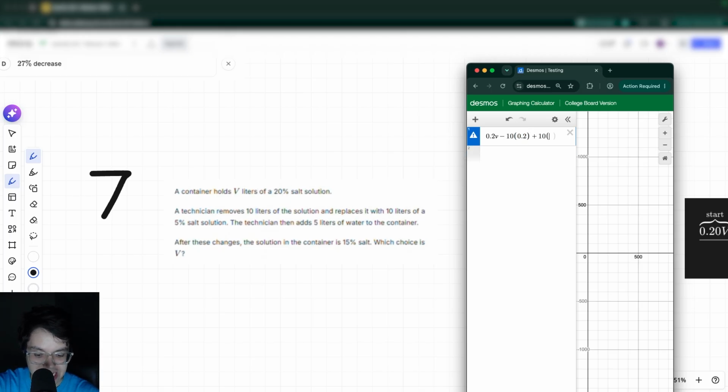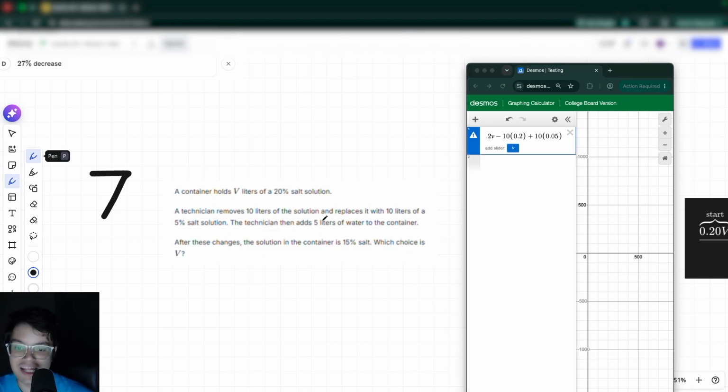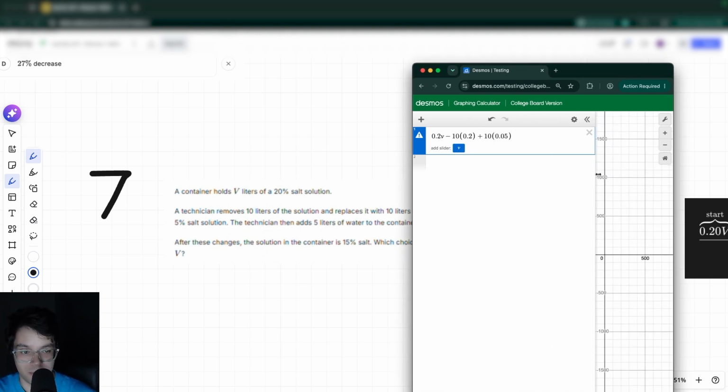So plus 10 times 0.05 this time. And then finally, they add 5 liters of water. Would we add anything from that 5 liters of water? No, because what we're doing here is we're just showing the salt on top, not the water. We'll show that in the second part of this.